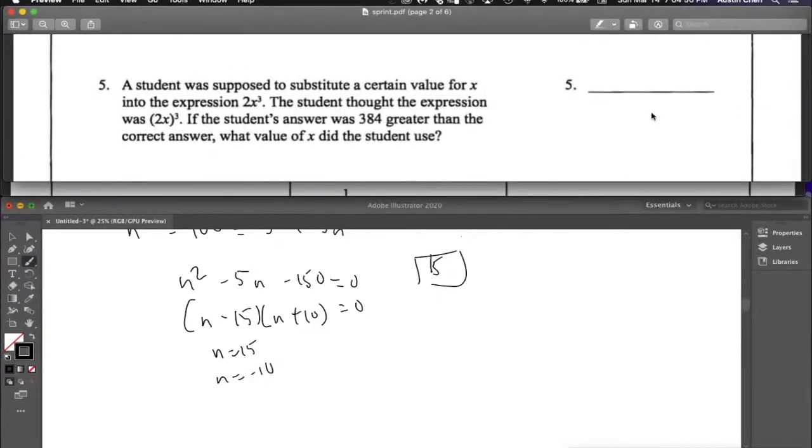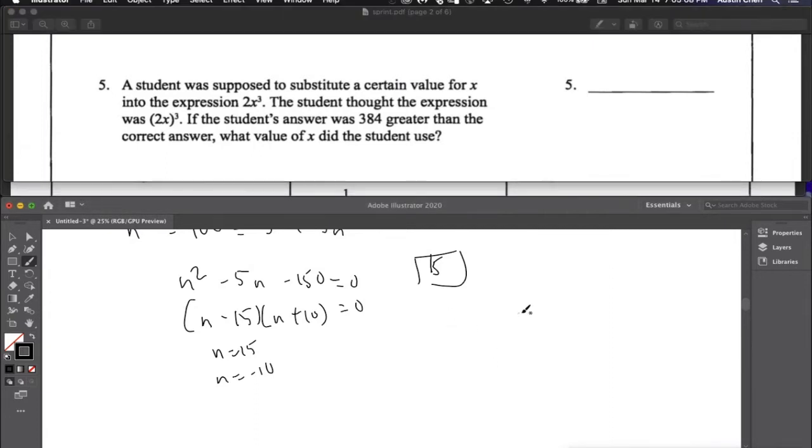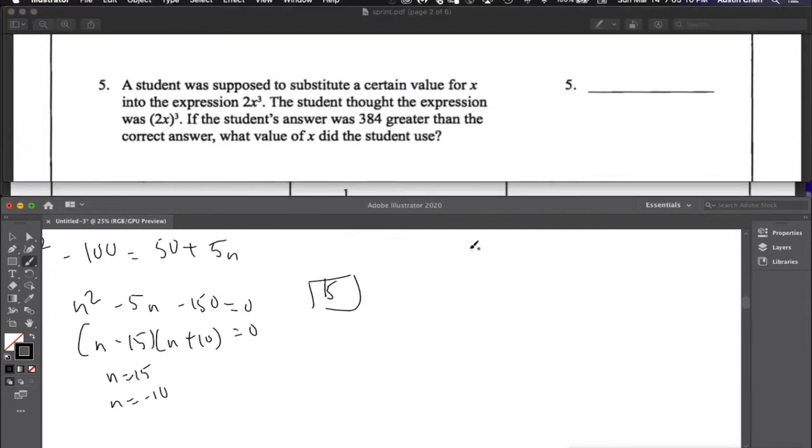The student was supposed to substitute a certain value for x into the expression 2x cubed. The student thought the expression was 2x in parentheses cubed. If the student's answer was 384 greater than the correct answer, what value did the student use? So the student ended up with 8x cubed. So 384 will be just equal to 6x cubed.